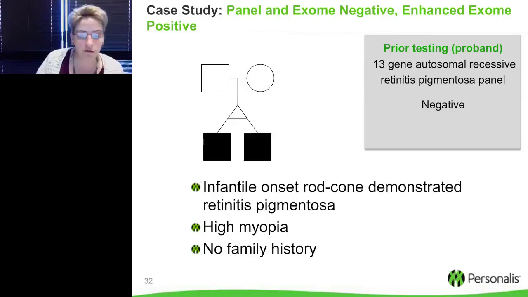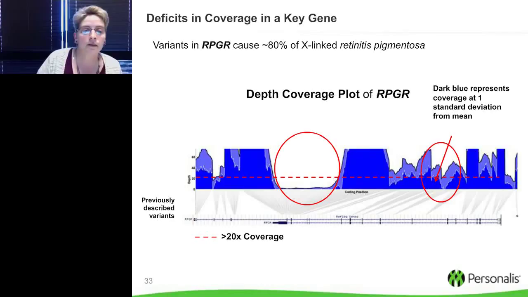Now, they had had prior gene testing, a 13-gene autosomal recessive retinitis pigmentosa panel. So they were sent to us for exome sequencing. One of the things that's very interesting in this case is that we know that approximately 80% of X-linked retinitis pigmentosa is caused by mutations in the RPGR gene.